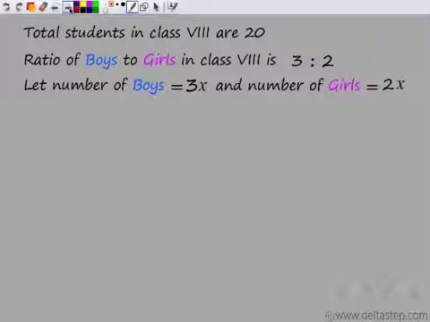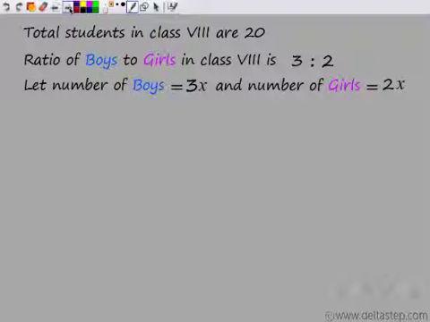Remember that the number would be a multiple of this ratio only. This is the ratio in its lowest form, simplest form. What you need to do is multiply by a number, which we suppose as x. So a multiple of that would be 3x and 2x, the number of boys and number of girls in the class.